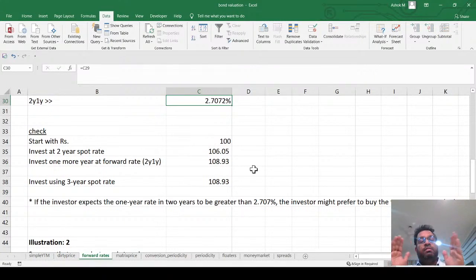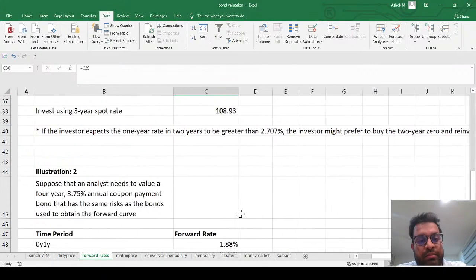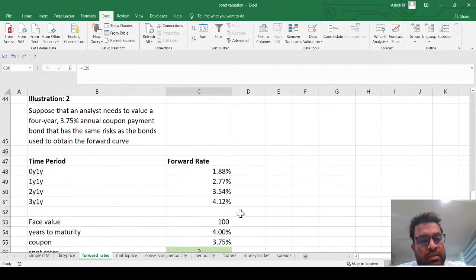If your reading of the economy is such that between now and 2 years from now, RBI will raise rates, therefore this compensation is not enough for me, then you wait, you invest only in a 2-year zero, let it mature. We will see what happens after 2 years. Maybe you get 3%, maybe your calculations are not working out. So this is what treasury people do. They're constantly worried about the future trajectory of interest rates. Anyway, so this is the calculation part. So I think you're clear on this.